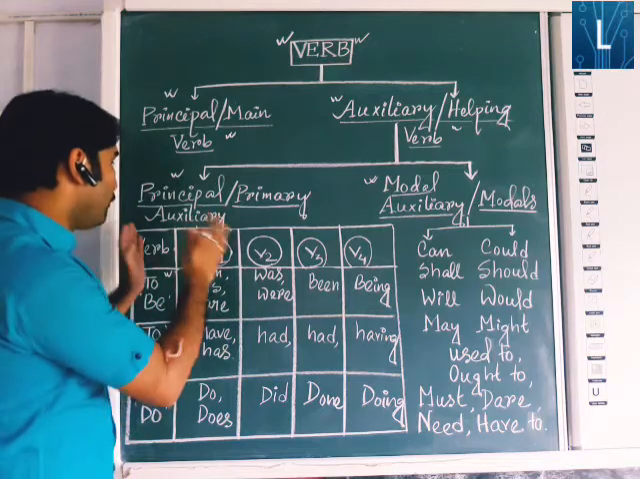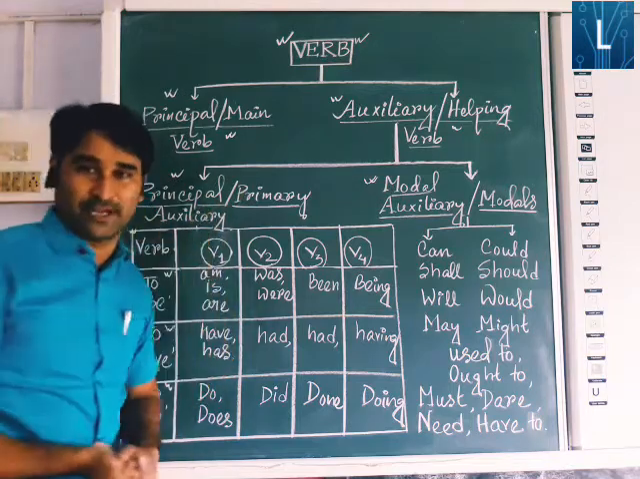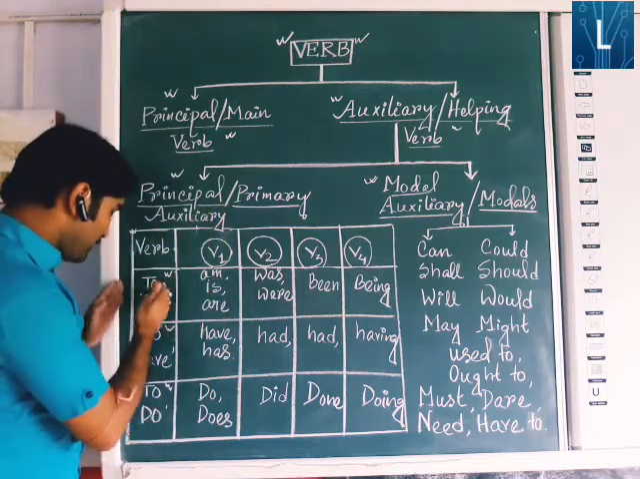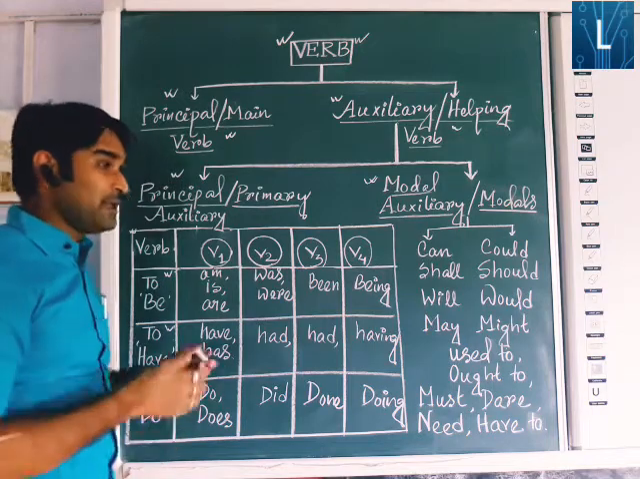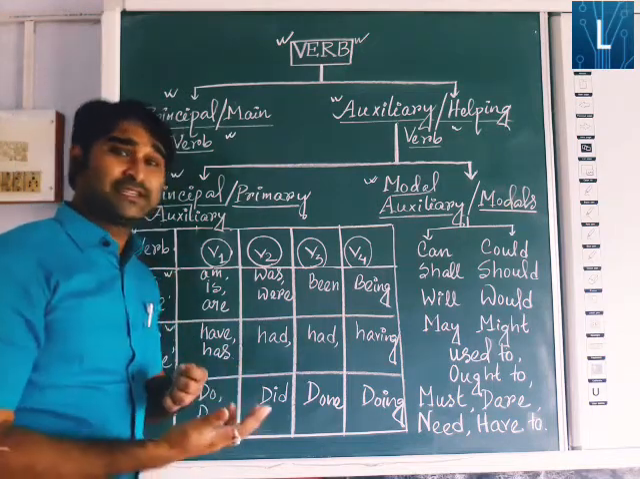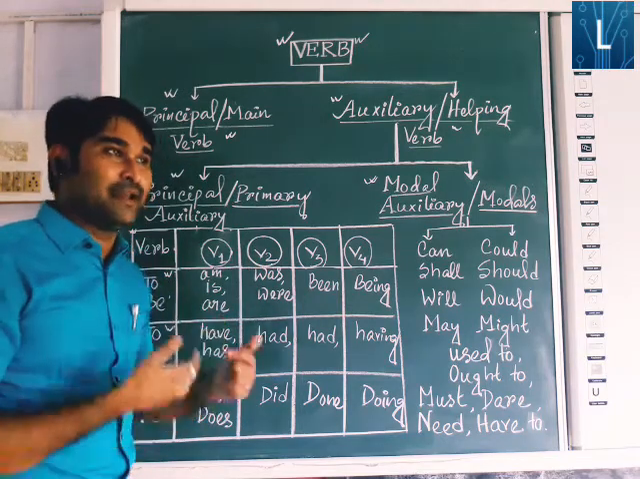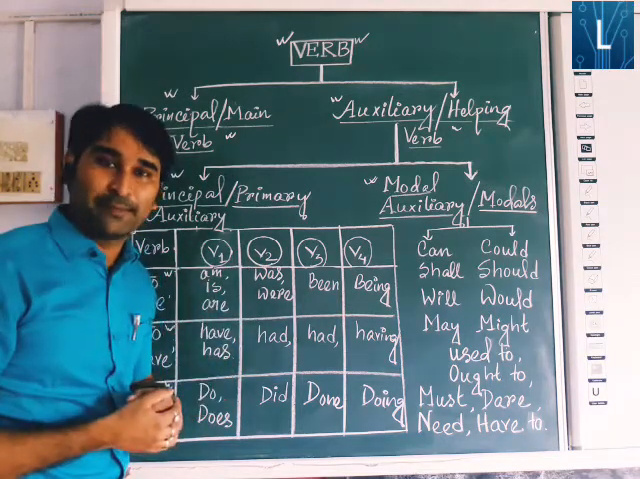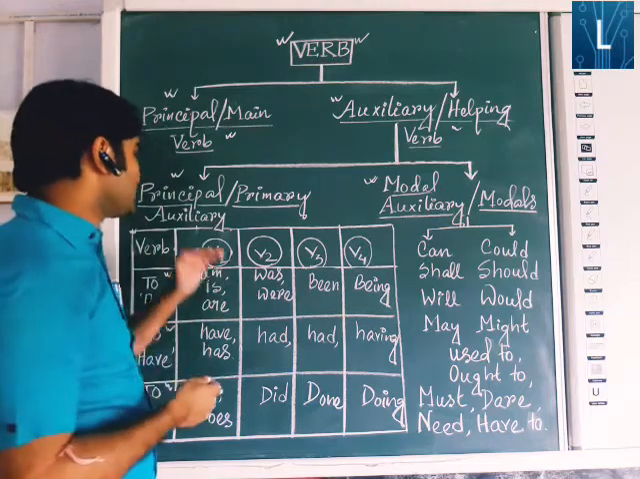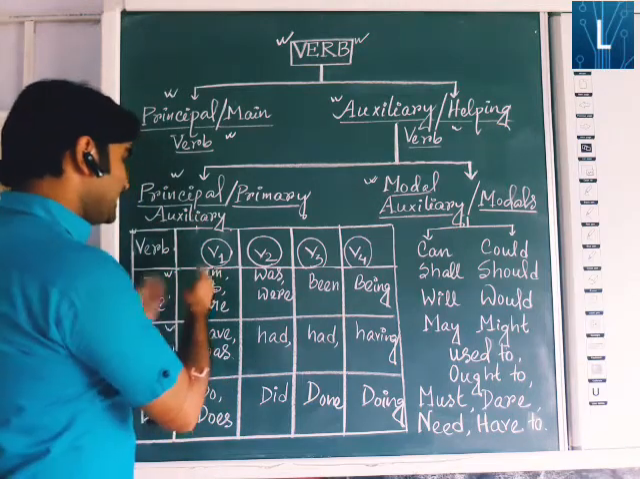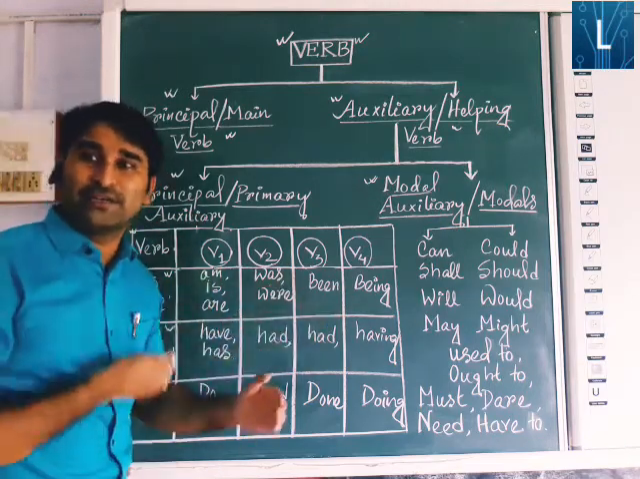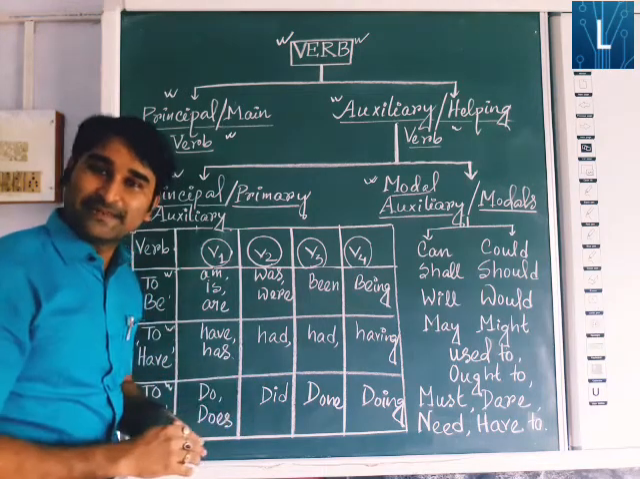Now the other forms of them we will discuss later, but first I will tell why they have been called principal or primary auxiliary. This kind of verb, be verb, have verb and do verb, will act sometimes as a principal verb and sometimes as a helping verb. Another cause is that they have different forms according to number, person and tense.